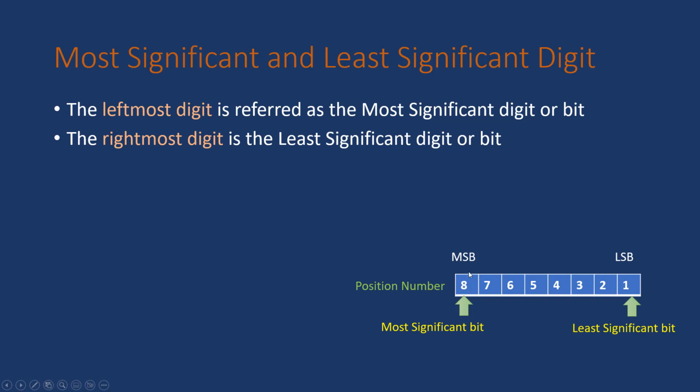The leftmost position is the most significant bit. The rightmost digit is referred to as the least significant digit or bit. So we call this one the least significant bit. During binary calculation, we use this concept a lot.